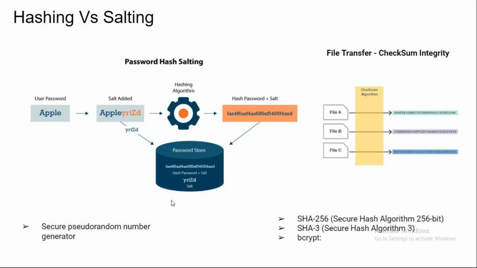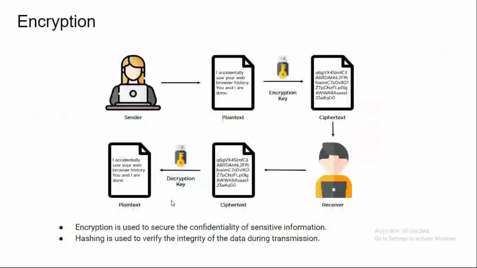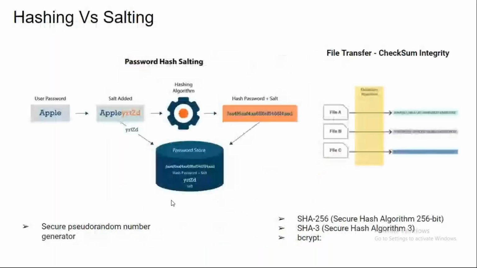So hashing and salting is to protect your data at rest. Encryption is for your data in transit. And there are multiple algorithms for hashing. Encryption you don't need to validate. If it is TLS 1.2 or 1.3, we are good.